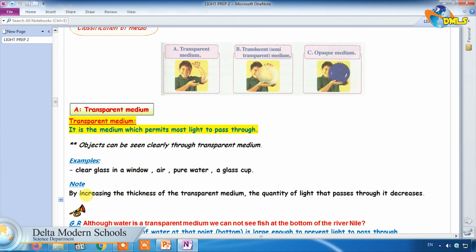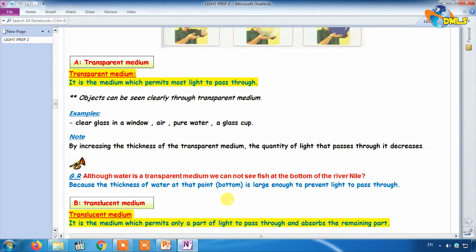I want you to know this information. By increasing the thickness of transparent media, the quantity of light that passes through it decreases. How? When we have many sheets of paper, clear paper or glass, or clear plastic and put 1, 2, 3, 4, 10 sheets over themselves, can you see like before, like when using only one sheet? Of course not, because by increasing the thickness of transparent media, the quantity of light which passes through this media will decrease. Then we have a give reason here.